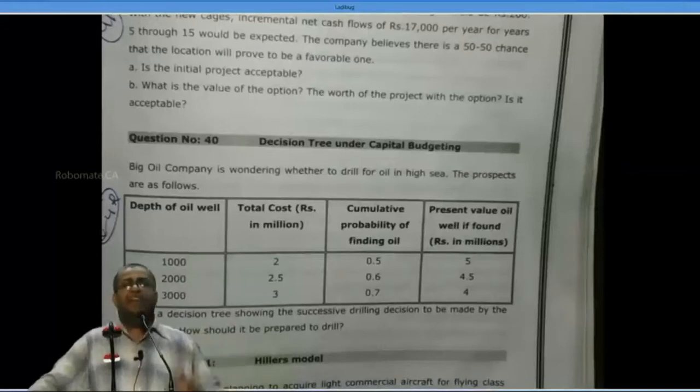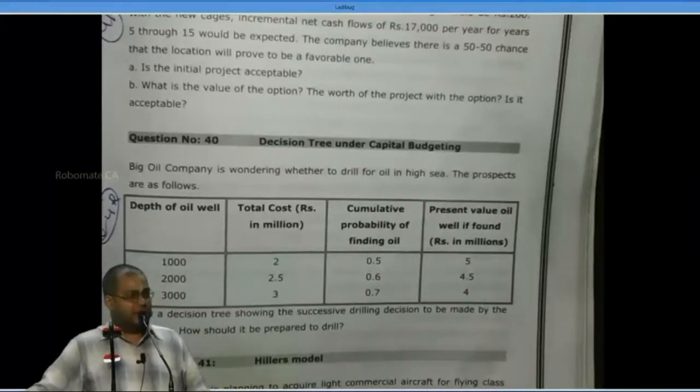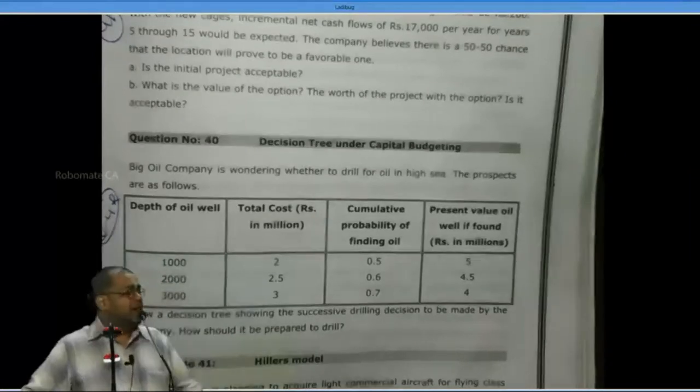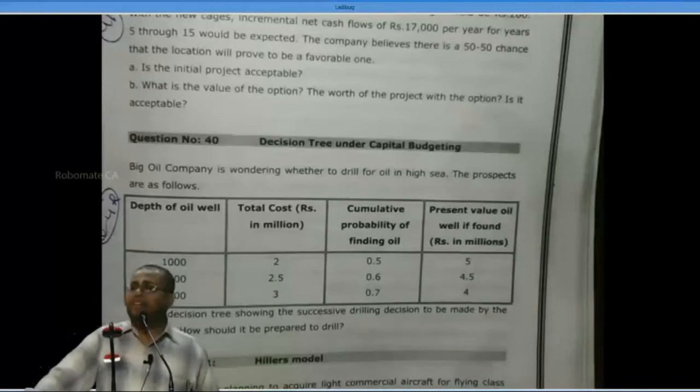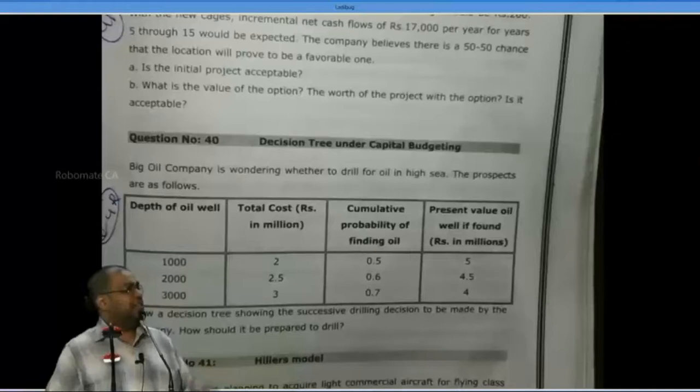Based on the project's risk or coefficient of variation, they select the appropriate discount rate. Such adjusted discount rate selected, we call it as what? Risk adjusted discount rate, and then find out the NPV. This NPV we call a risk adjusted NPV, and this is what has been discussed in the Hiller's model till now. Clear or no?